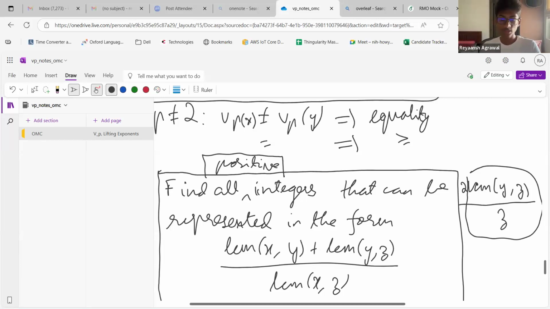Now, what do you think? Do you think we can express odd integers in this form? Anyone? Oh, no, because there's a 2. Exactly. But what if x is not equal to z? What happens?